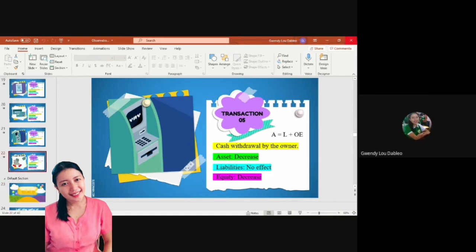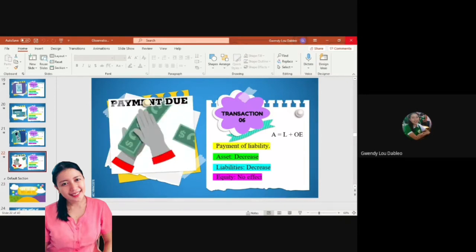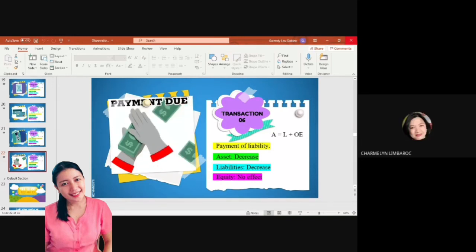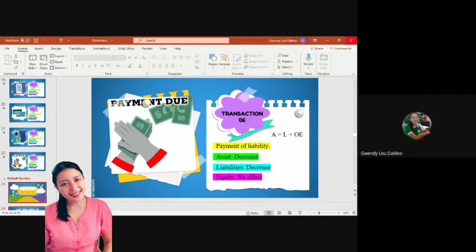Now for the number 6 transaction, payment of liability. So when we say payment, there is a cash outflow. So asset will decrease. And since you will pay your debt and obligations, liabilities will also decrease. So, and equity will give a zero effect. Okay, questions before we proceed? No, ma'am. Okay, everything is clear. Now, I have here the choice board.